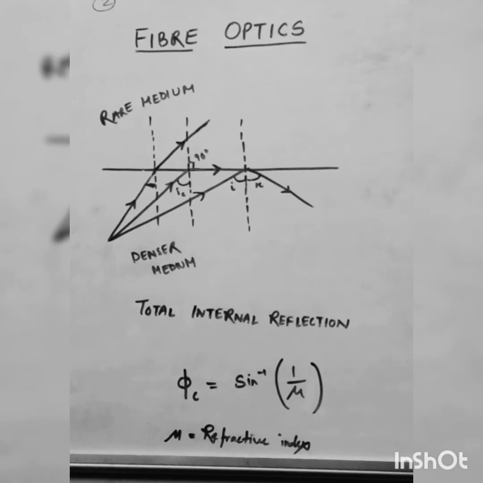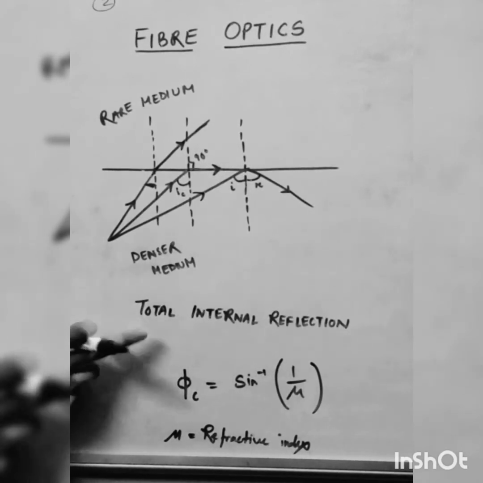Fiber optics is a technology related to transportation of optical energy through fibers, and fiber optical communication is based on the principle of light transmission through fibers by total internal reflection. So let us see what is total internal reflection.